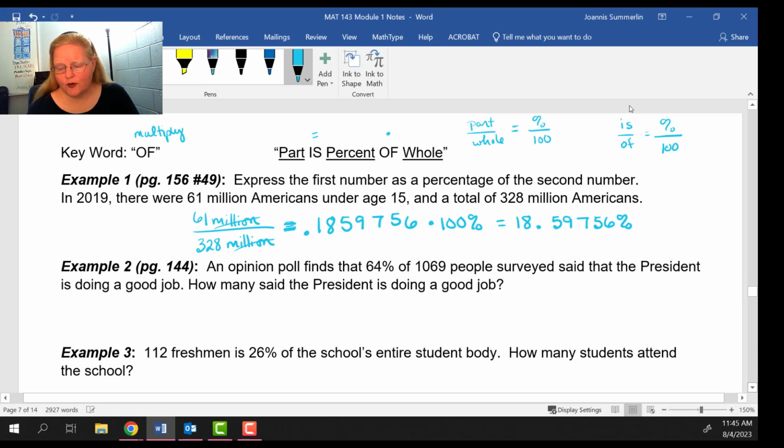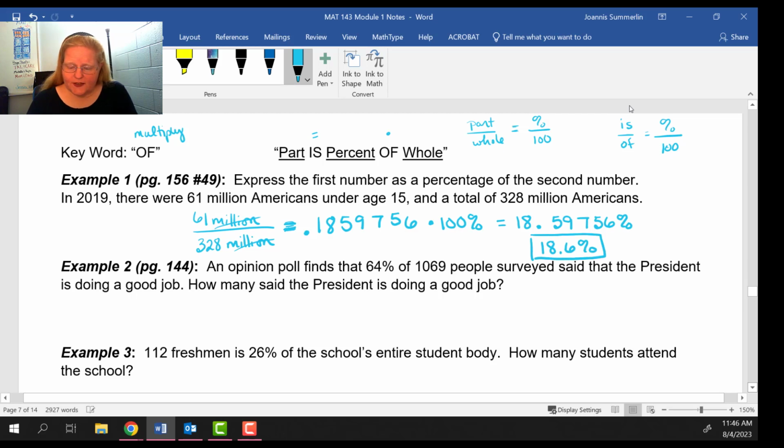This one didn't say the word round it to, so I'm going to go ahead and tell you that I get to choose. I'm going to round it to the nearest tenth of a percent, so 18.6%. Why did I choose tenth? Why not? Just because it's what I wanted to do. It's where I rounded it in my key. Why not?